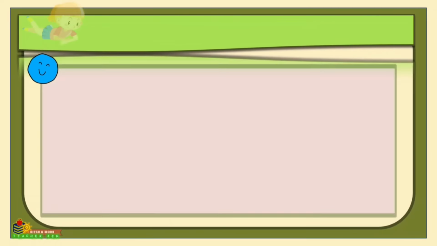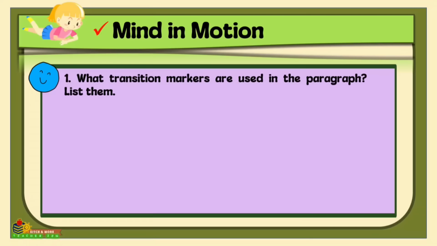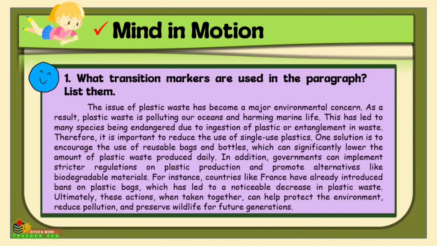So here are the questions that we need to answer based on that paragraph. Number 1. What transition markers are used in the paragraph? So we have here first, as a result. Next, therefore. Then we have one solution. In addition, for instance, ultimately, and when taken together.